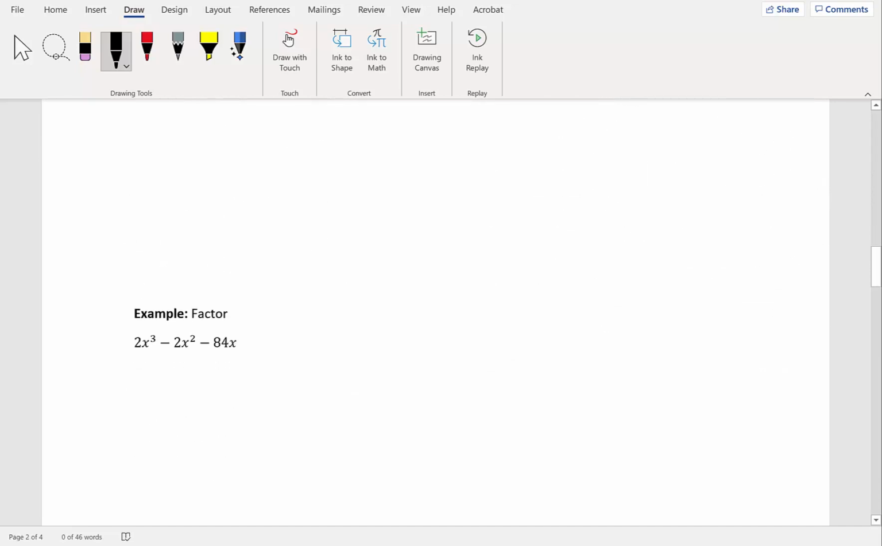Okay, next example. We have 2x cubed minus 2x squared minus 84x. Let me go ahead and rewrite the problem.